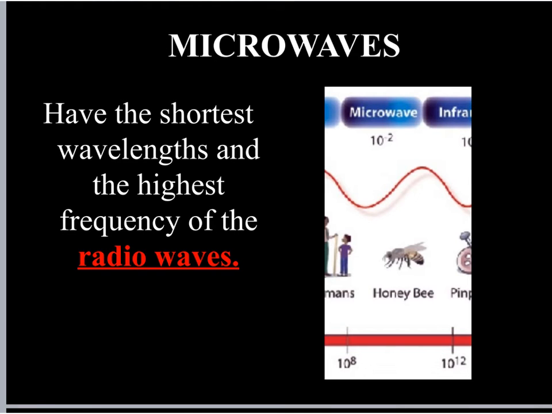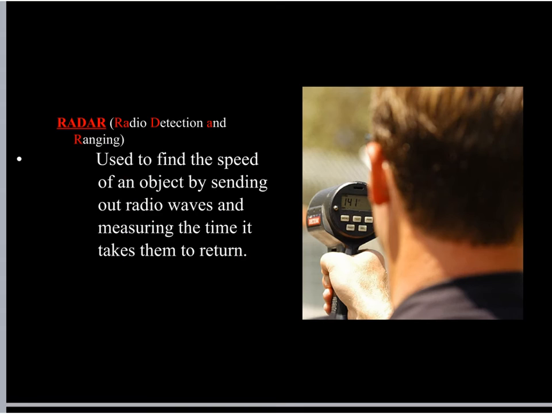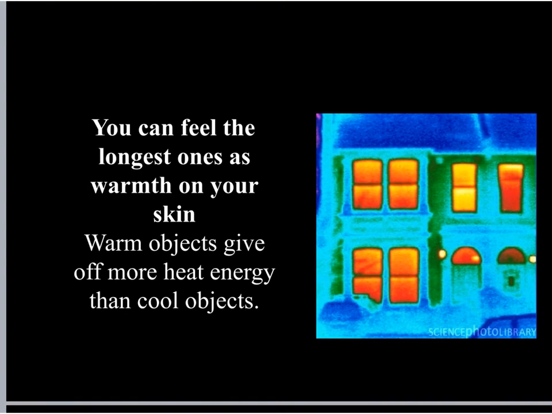Another type, microwaves. This is what your microwave uses to microwave your food. If you ever get pulled over for speeding, this is probably how they got you, by throwing radio waves at you. Infrared is heat. If you ever use night vision goggles, which cost a couple thousand dollars, you would see the heat coming off of the building.